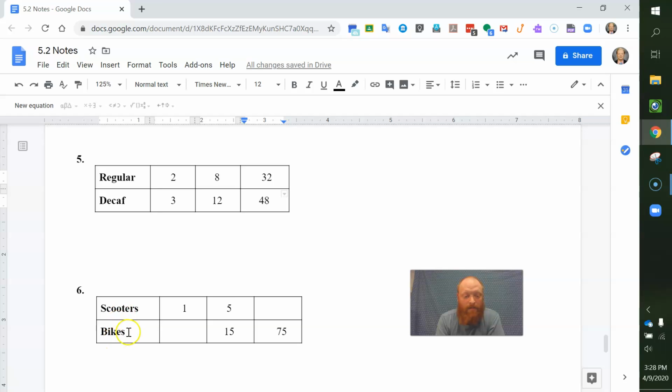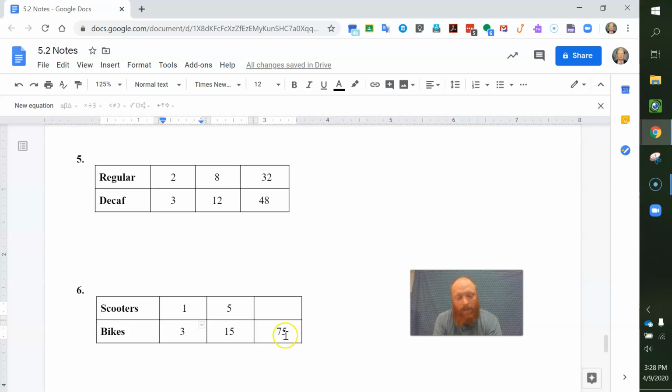scooters to bikes. For every 5 scooters, there are 15 bicycles. So if we're going to go down to 1 scooter, we have to divide by 5, because 5 divided by 5 is 1, which means that for 15, we have to divide by 5. 15 divided by 5 is, this one's not centered, but it's 3. Okay, so 15 divided by 5 is 3.